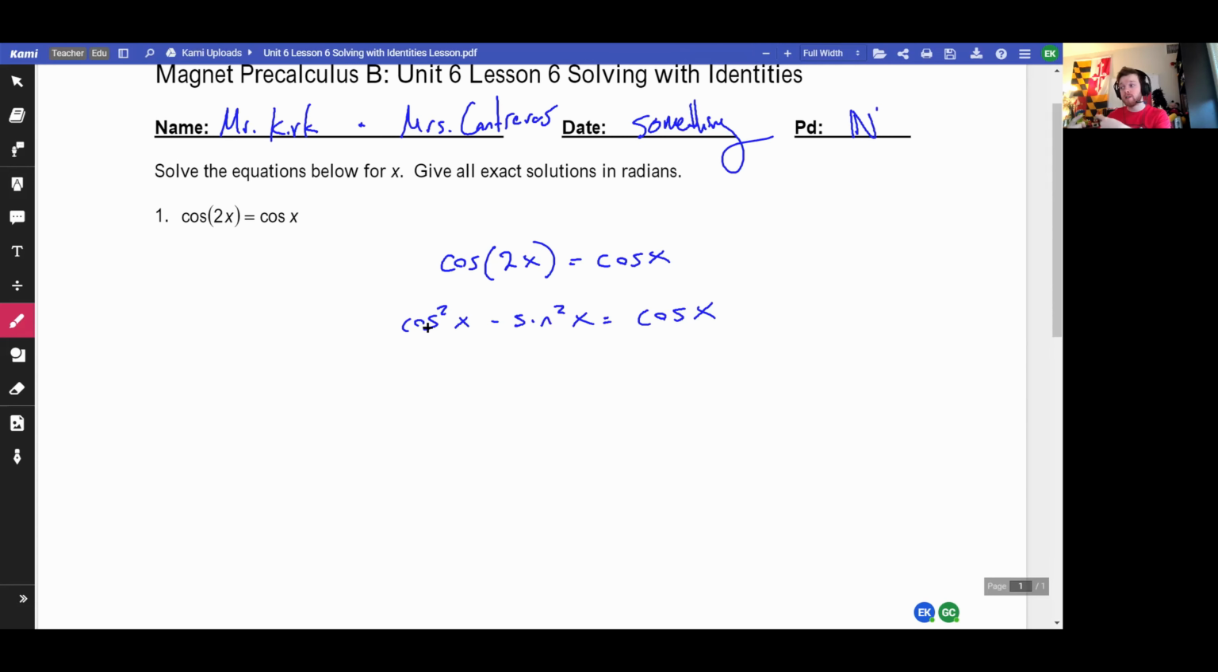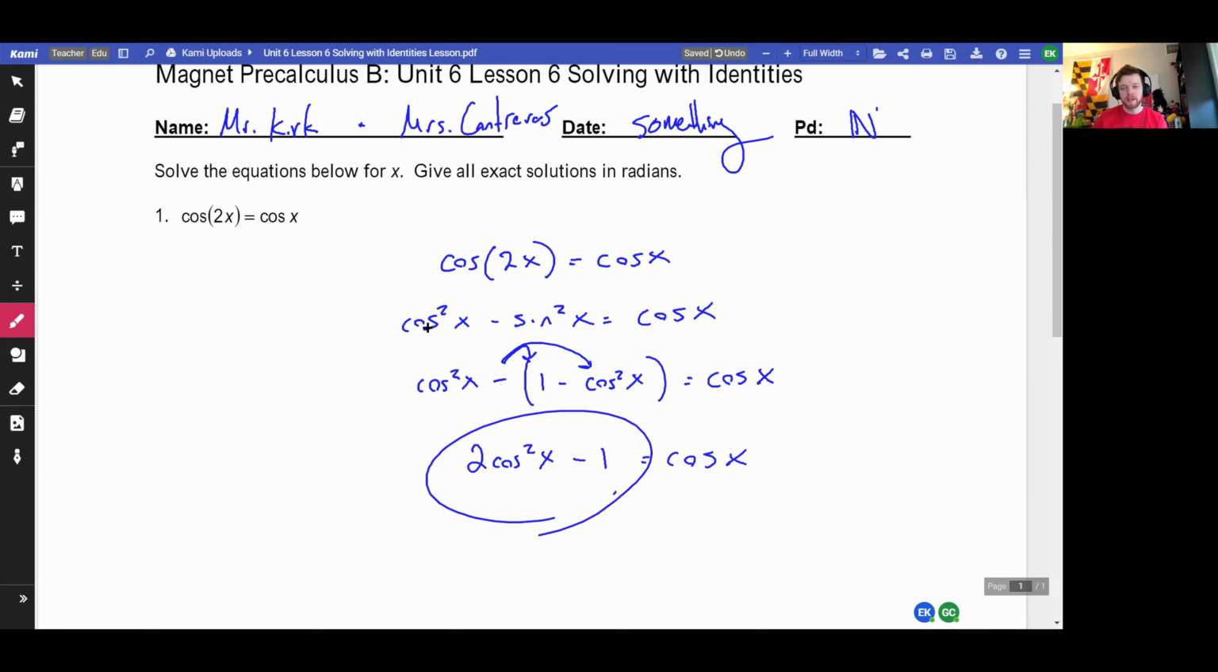If I wanted to continue so that all my functions are the same, what should I do now? Can we take that sine squared and replace it with 1 minus cosine squared? I'm going to make sure I'm using all my parentheses as appropriate: 1 minus cosine squared x is equal to cosine x. Then, doing a little bit of algebra, distribute that negative to both the 1 and the negative cosine squared. We get 2 cosine squared x minus 1 is equal to cosine x.